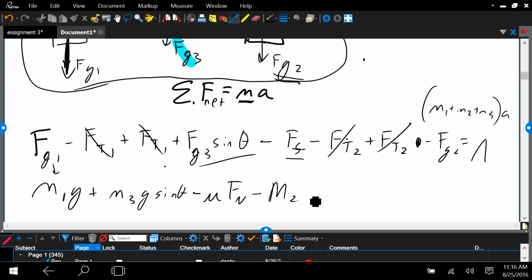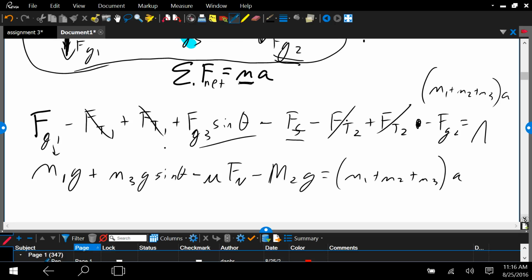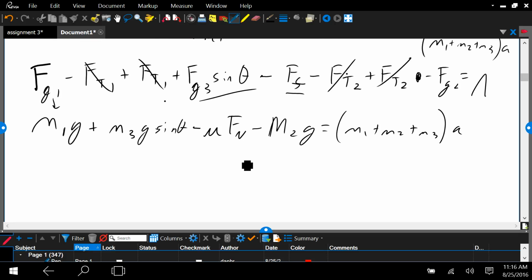Oops, this is supposed to be m2g over here on the end, and all this equals m1 plus m2 plus m3 a. We're almost there. Every single thing I've written down is a given number except this FN. I know what m1 and m2 and m3 are. I know what the g is. I know what the theta is. The mu was given as 0.12. All these are given numbers except the a and the FN.